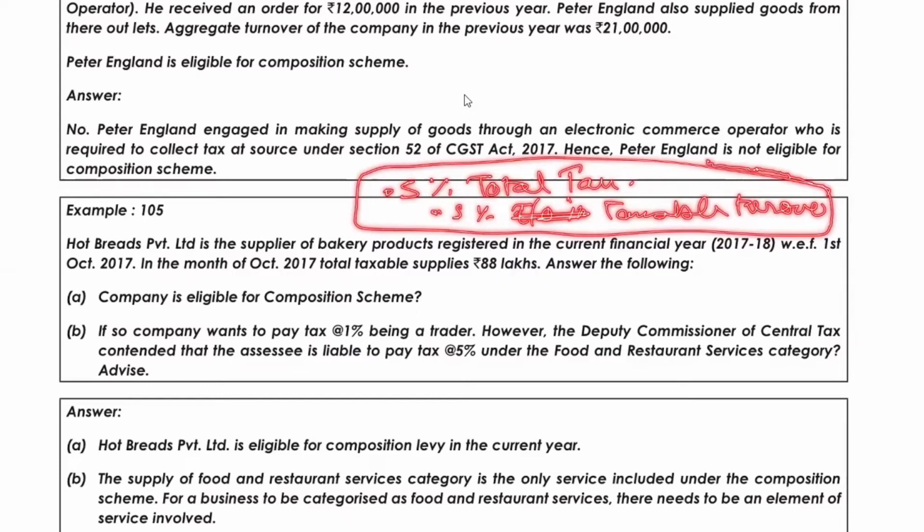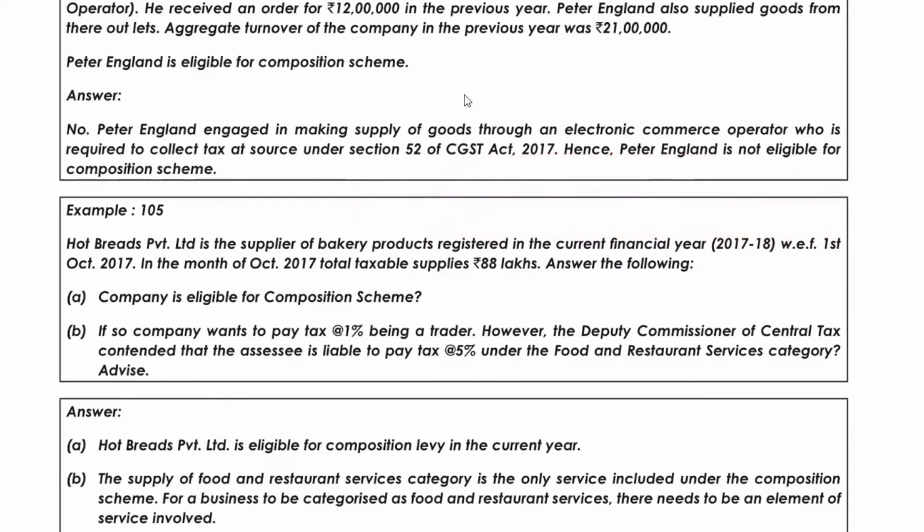It's on total turnover? Anyone with any other view? Taxable turnover, or anyone would feel like? It would be on the taxable turnover, right? Just taxable turnover. I may give you the logic.